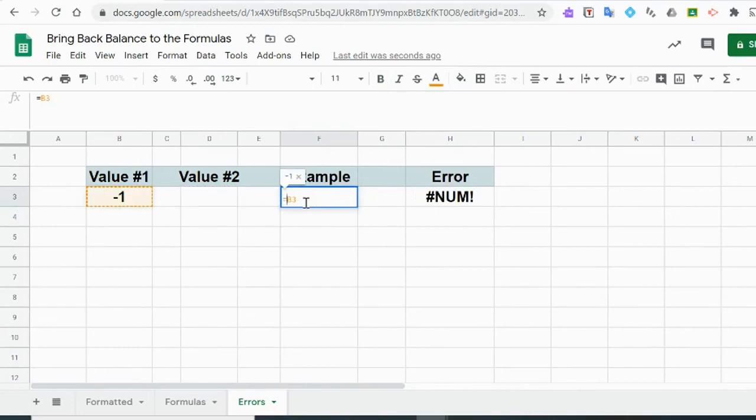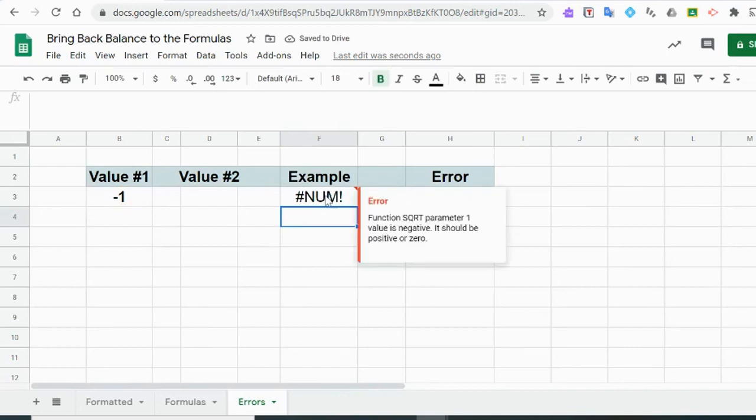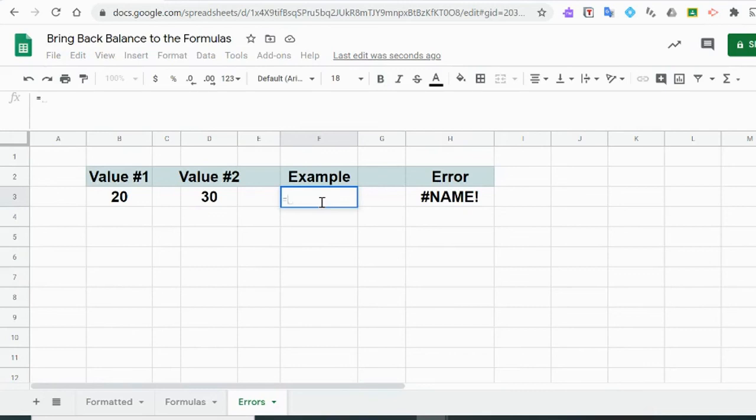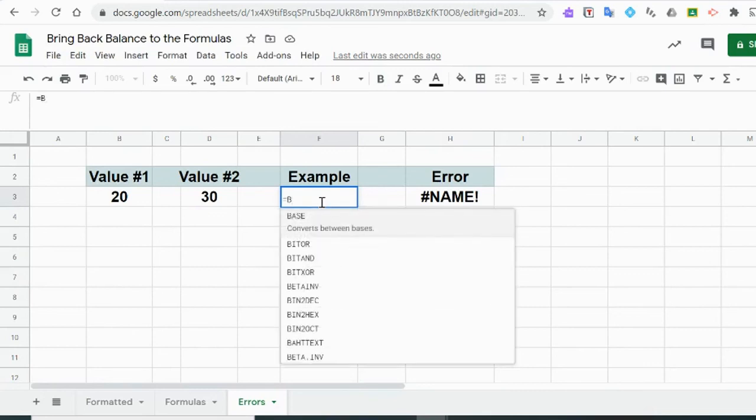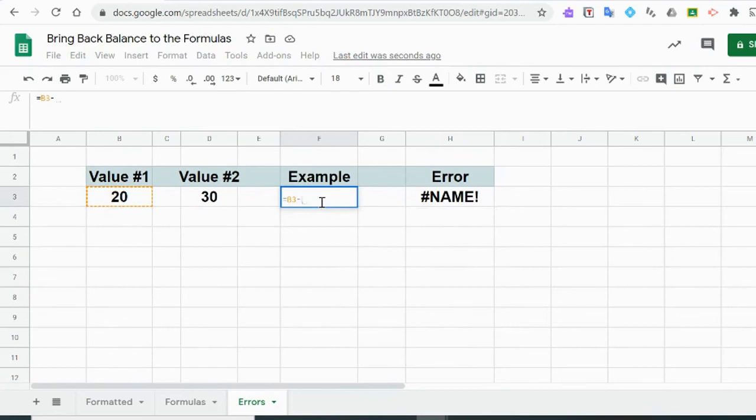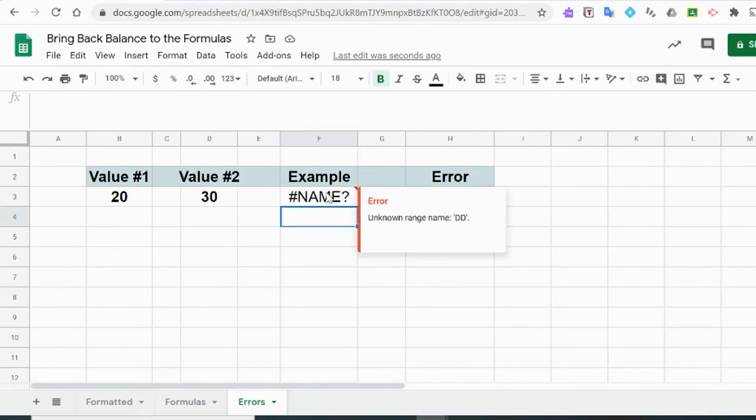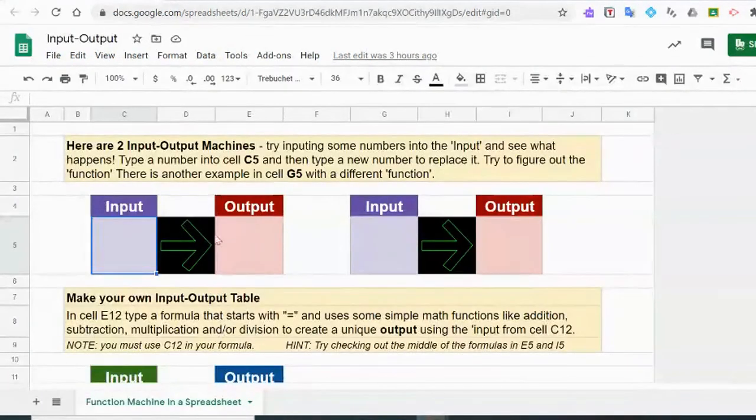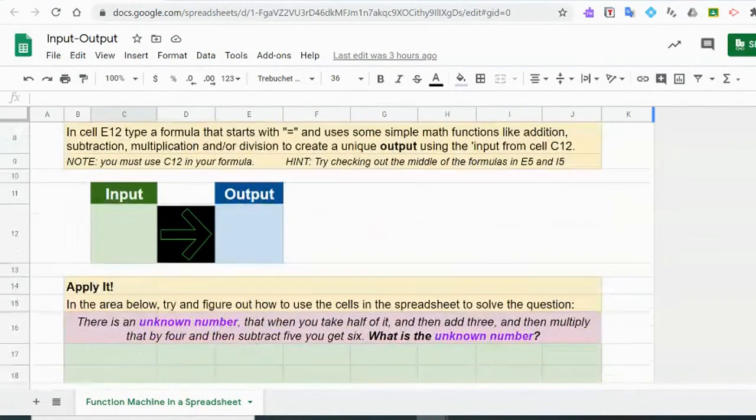In math, you might get a number error if something like square root of a negative shows up. Well, that number doesn't exist. And finally, a name error is when you mistype, maybe instead of B3, we wanted to subtract D3, but we wrote DD, which is of course wrong, and it gives you an error. So using this knowledge about formulas and how to avoid errors, you should be able to go to the input-output machine and complete the tasks in there, no problem.